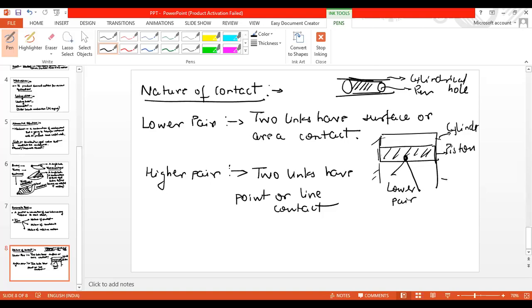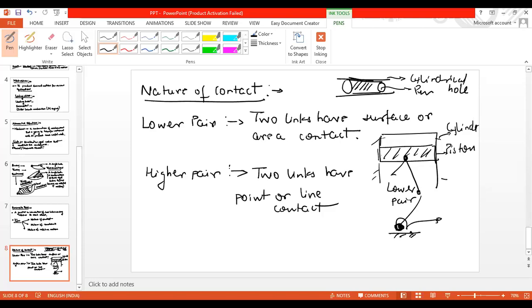Similarly, all other pairs here, right? Let me give you one more example to understand this further. So this pair, this connection, will it be a lower or a higher pair? Just think about this.